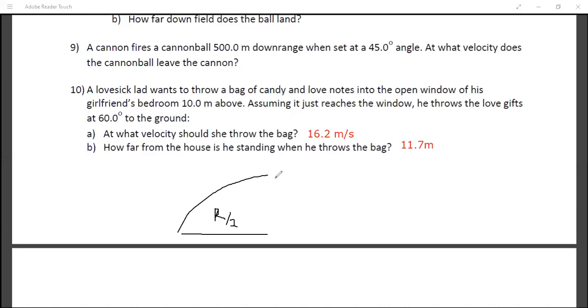Yeah, Tanmay, because it is not completing the total projectile. Here is the window, here is the wall. So how far is he standing? He is standing only half the range, because maximum height is present at half the range. It is symmetric on both the sides.